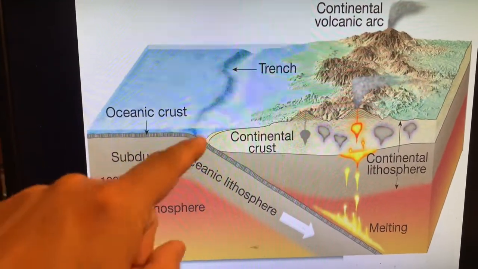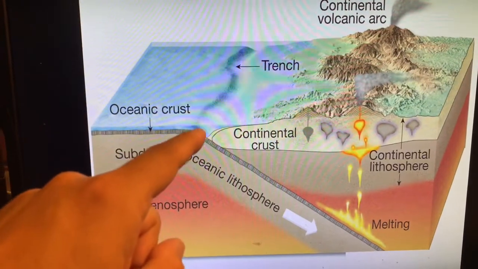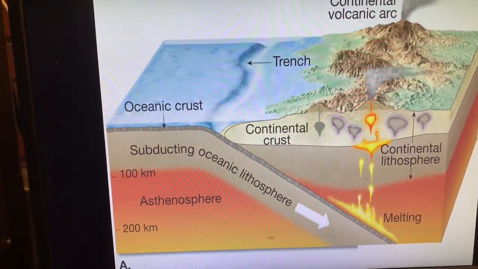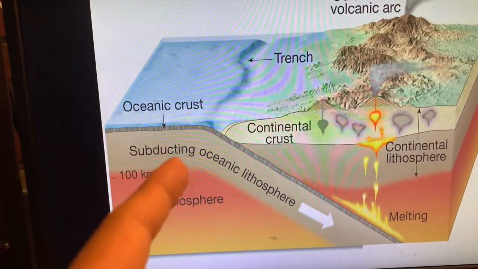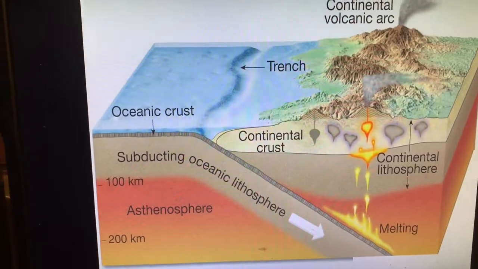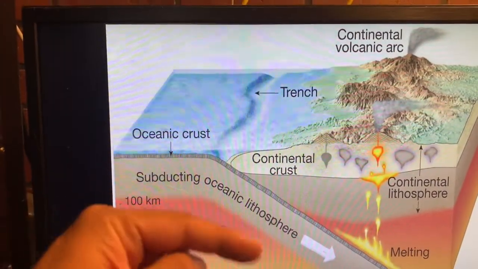When that happens, you're going to form a trench, an underwater, usually canyon, very, very deep. Wherever we find trenches on the earth is usually a sign of this process happening. So the Marianas Trench and stuff like that would be an example of this happening. And so what happens is the oceanic crust gets forced underneath it because it's denser.